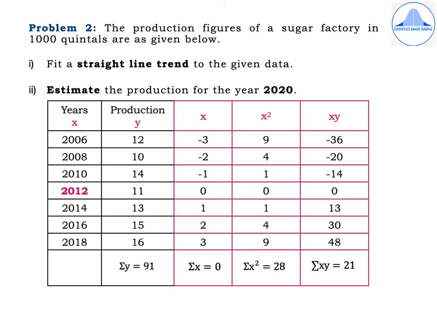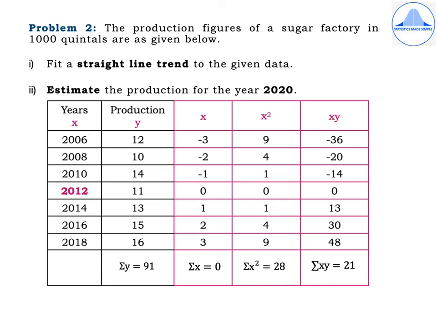Problem 2. The production figures of a sugar factory in 1000 quintals are as given below. First subdivision: fit a straight line trend to the given data. Second subdivision: estimate the production for the year 2020. So in the table, in the first column, we have the years as 2006, 2008, 2010, 2012, 2014, 2016, and 2018. The production in the second column are 12, 10, 14, 11, 13, 15, and 16.